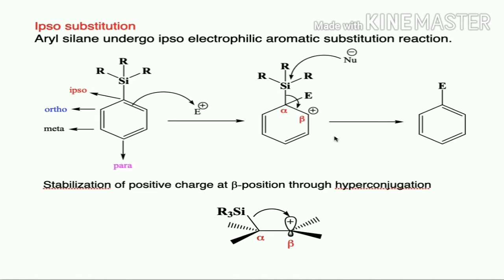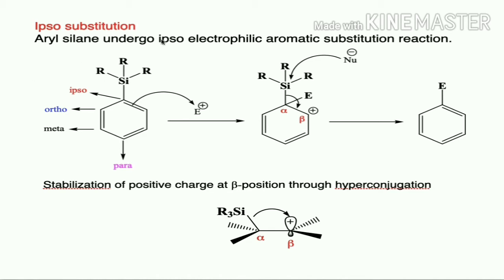So why it is undergoing ipso substitution reaction is because the silicon is going to stabilize the positive charge at the beta position through hyperconjugation. So whatever the bonded pair of electrons present here, it will be donated to this empty p orbital. Thereby it is going to form a double bond here, and silicon is going to carry the positive charge. Because silicon is having empty d orbital, it can resonate. Hence it is going to stabilize the beta carbon. So hence aryl silanes will undergo ipso substitution reaction.